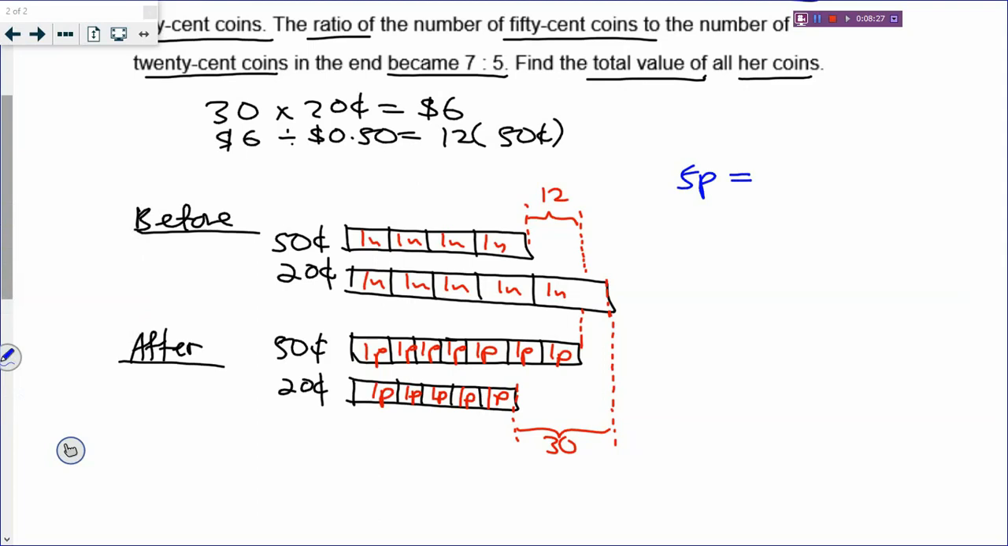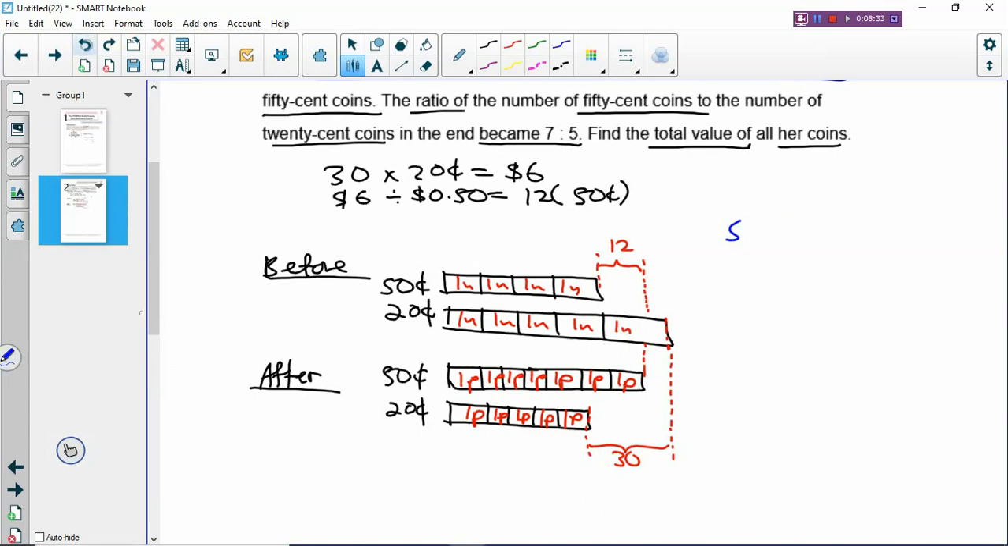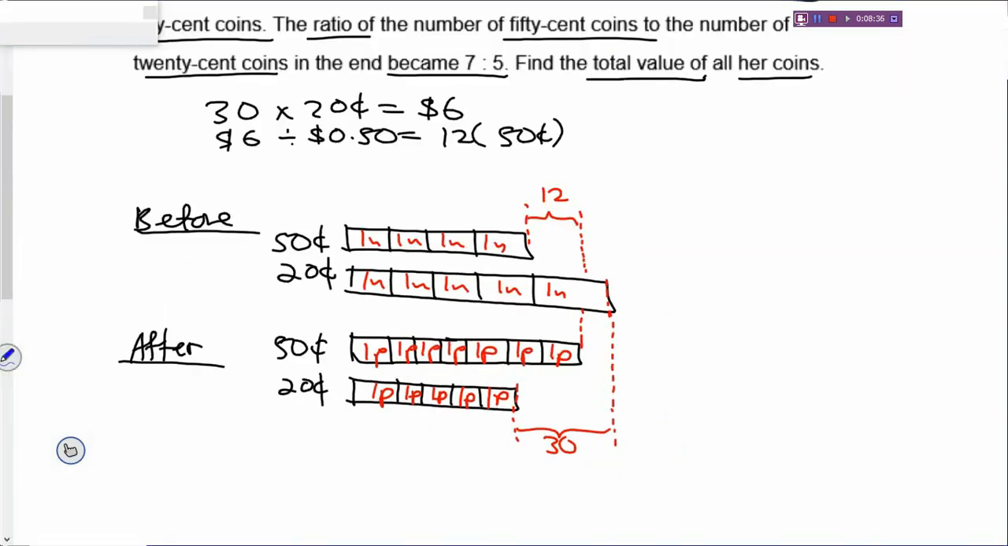Oh, sorry, 1, 2, 3, 4, 5, 6, 7. 7 parts of 50-cent coin. Alright, 7 parts of 50-cent coin is also equal to what? So 7 parts of 50-cent coin is the same as 4 units, and then you plus 12, right? Okay, then how about the 20-cent coins?